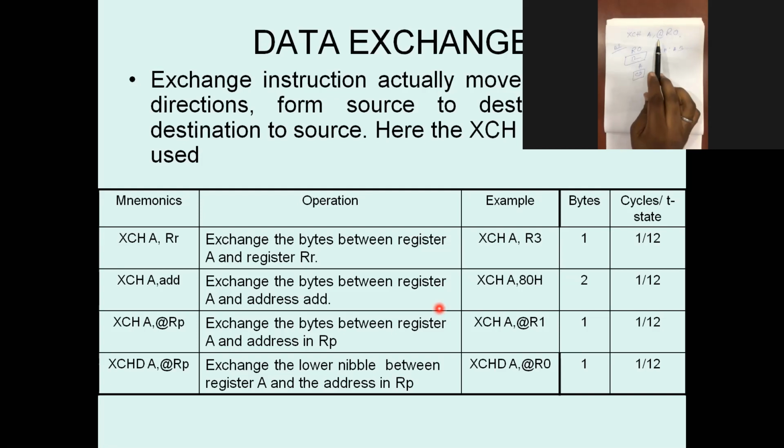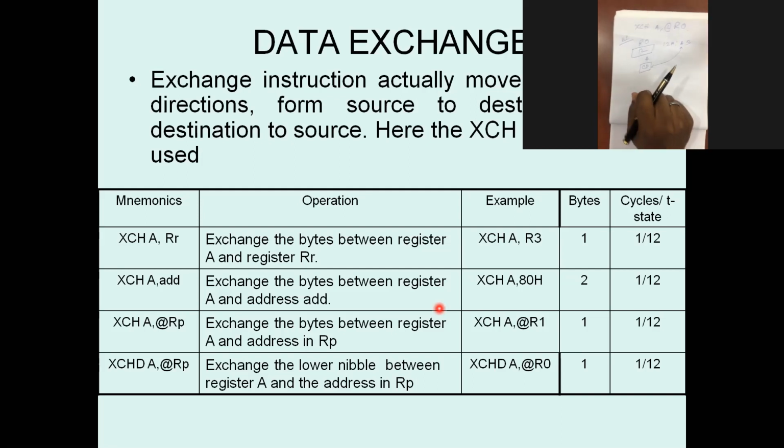Just assuming the content of R0 is 12. In the 12H memory location, it's AB, and the accumulator is CD. So these CD and AB will be exchanged. After the instruction, R0 will be 12, 12H will be CD, and the accumulator will be AB. Is it clear?